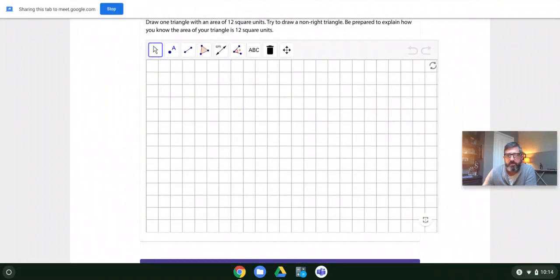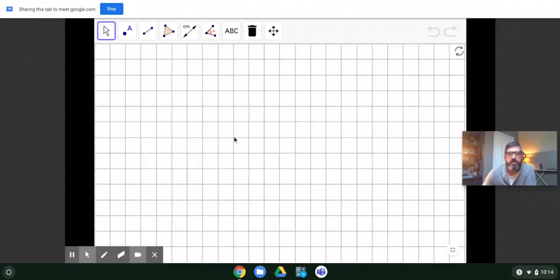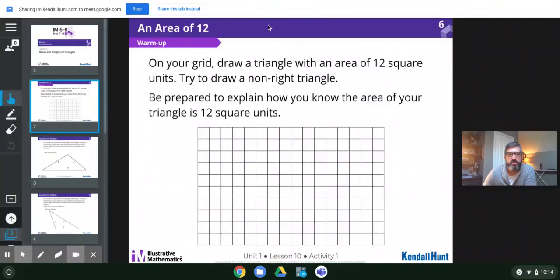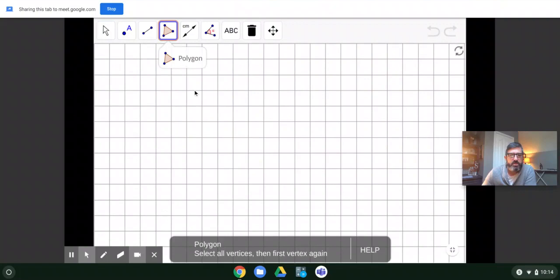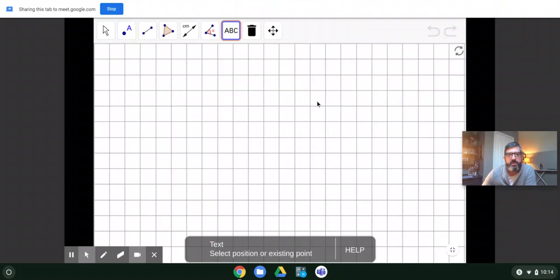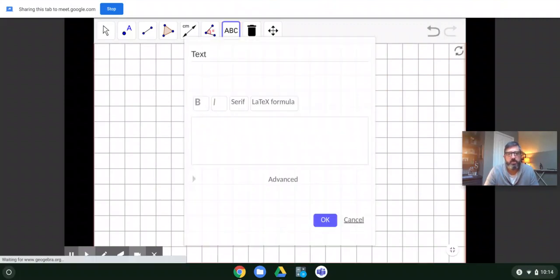This nice grid here makes it super simple to draw. So the first triangle we're going to draw with an area of 12 square units is a right triangle. So first let's see, how do we find the area of a triangle? Well, we use our nice formula that was base times height divided by 2.